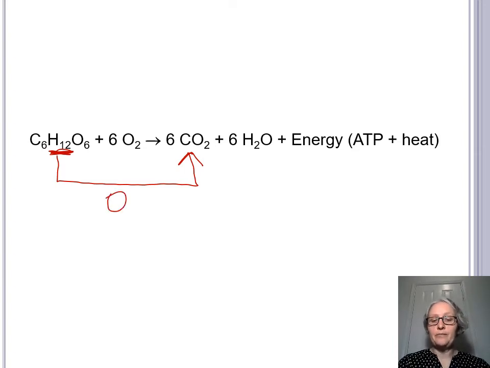Let's try the other one. If there's an oxidation, there has to be the opposite reaction happening. Here we can see oxygen turning into water, or gaining those hydrogen ions. Here's our reduction reaction. So again, cellular respiration is a redox reaction. Oxidation means you've lost the electrons. Reduction means you've gained the electrons.